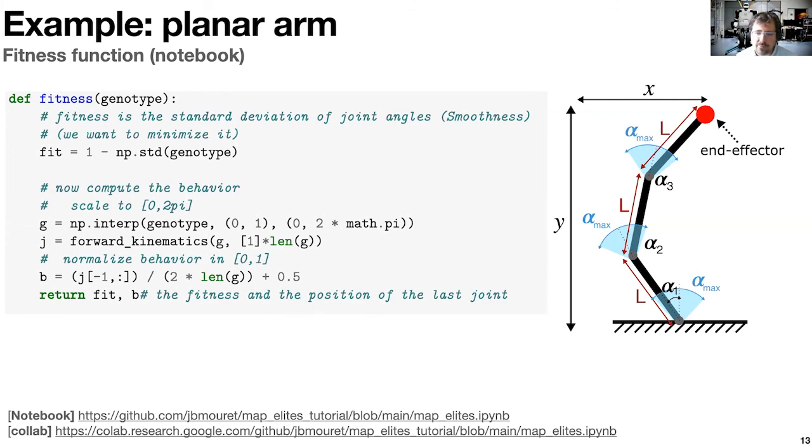But the general idea is that you want to spread the effort over all the joints. So we define the fitness here, which is simply the standard deviation of the genotype. Then your function will scale up to 0 to pi to get the angular position. Then we call a simulator that computes the forward kinematics of the robot. We normalize this because it's simpler in the algorithm, so we put the behavior in 0, 1. We assume that the robot is moving in a plane defined by 0, 1. And we return both the fitness, this standard deviation, and the position of the last joint.